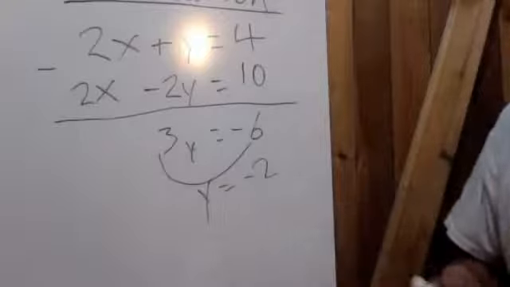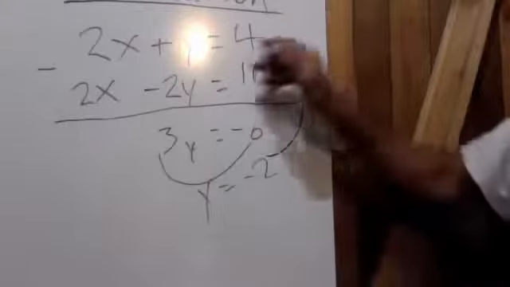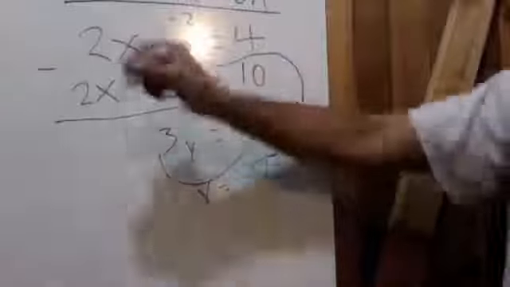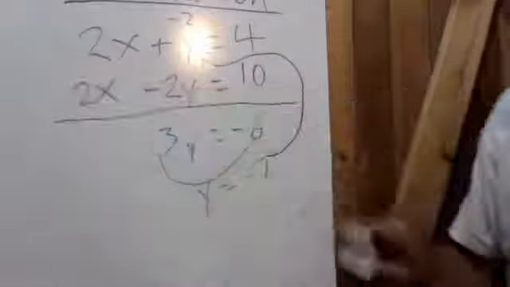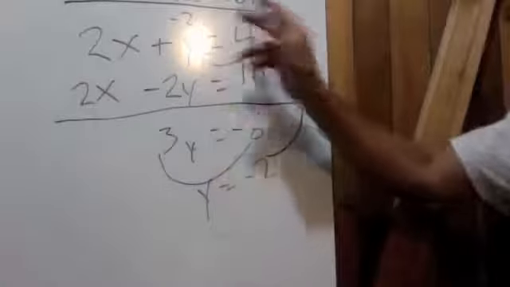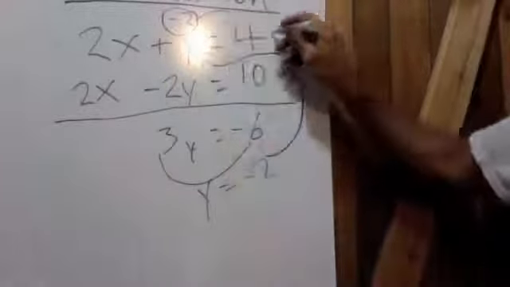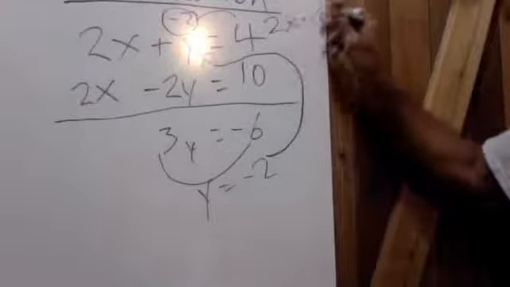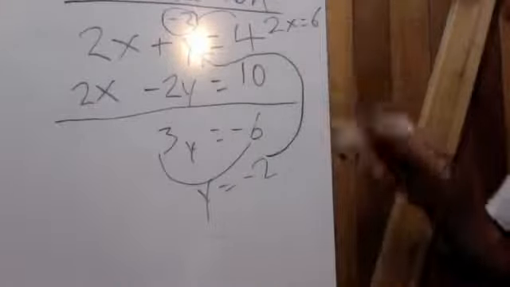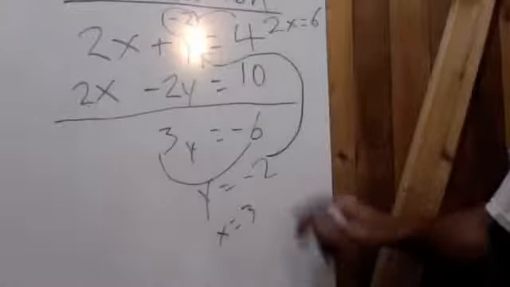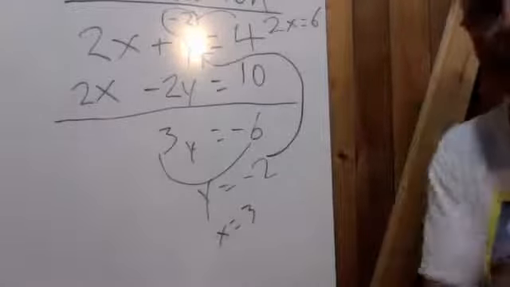Now that you have y equals -2, why don't you just stick that right there? Get rid of that so it doesn't confuse you. 2x minus 2 equals 4. So move that to the other side and add it. 2x equals 6. Divide by 2. x equals 3. And we already knew that, (3, -2).